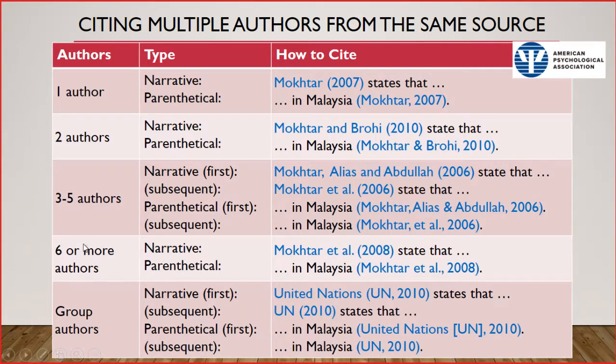Now, if the authors are 6 or more, meaning there are many people, whether it is the first time or second time or third time or however many times, you start off with Mohtar et al. No need to list Mohtar, Alias, Abdullah, Abu Bakar, Omar, Osman, Ali, and so on until more than 6. No need. Go straight to Mohtar et al. And in the parenthetical, Mohtar et al. So this is for the first time and beyond. This is different from 3 to 5 authors.